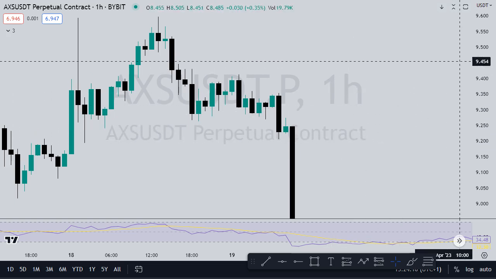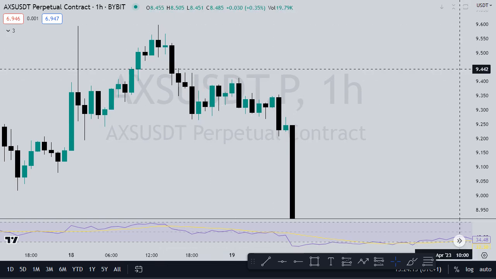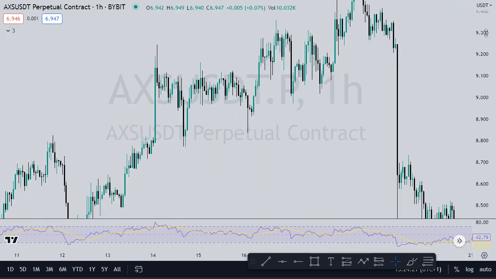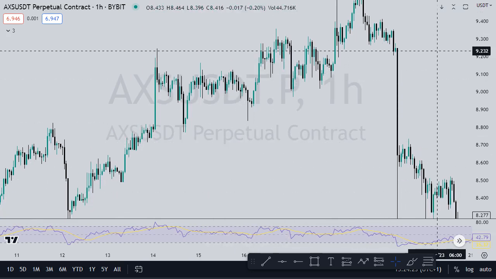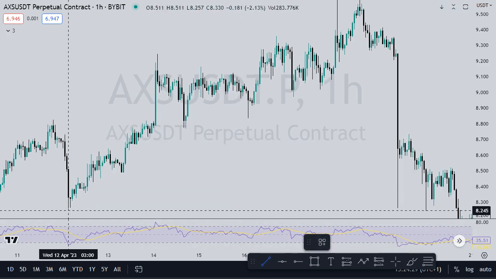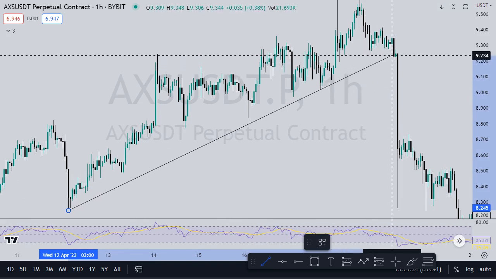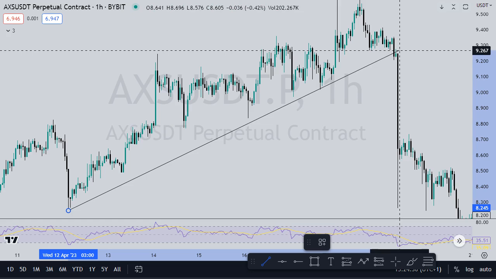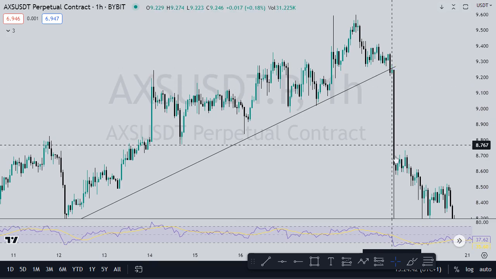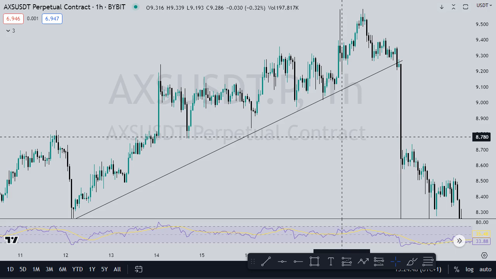Okay, so I want to show you how this Harami pattern acted as a reversal for a downtrend in this chart below. Okay, as you can see, this was an uptrend. I will just simply pull out my trend line to illustrate what I mean by an uptrend right here. So what happened here? Price broke down after this long uptrend. What can you make of this pattern?